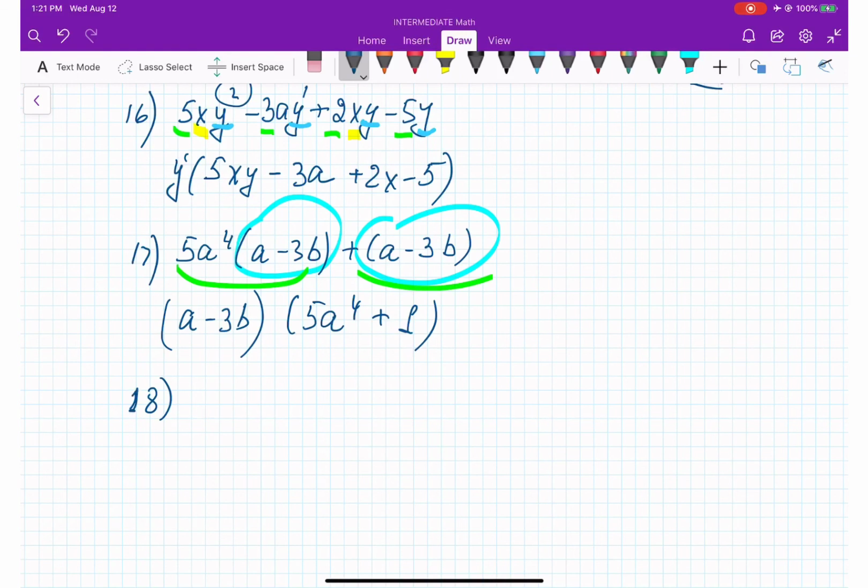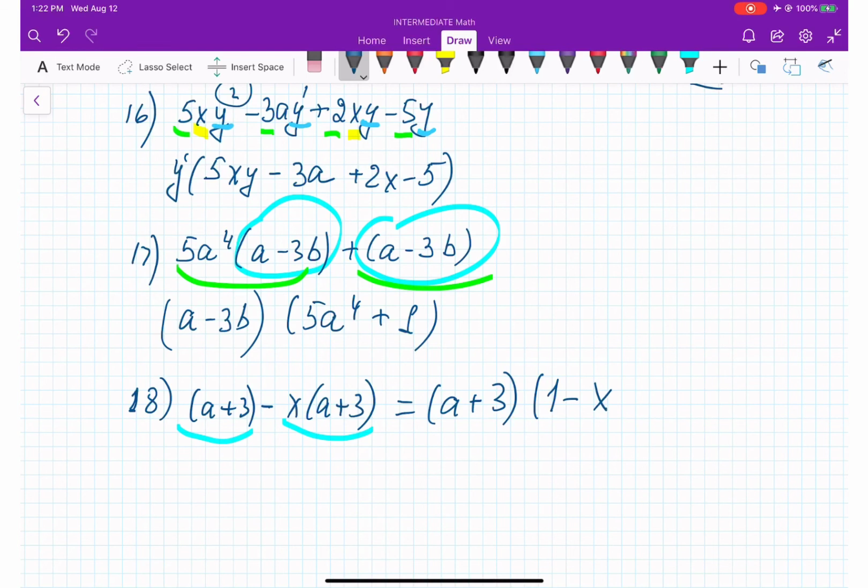Number 18. Problem number 18. A plus 3 minus x a plus 3. All right. So again, here if we look, one term, another term, and common factor is going to be a plus 3. So from the first parenthesis will be left 1. From the second one will be left x.